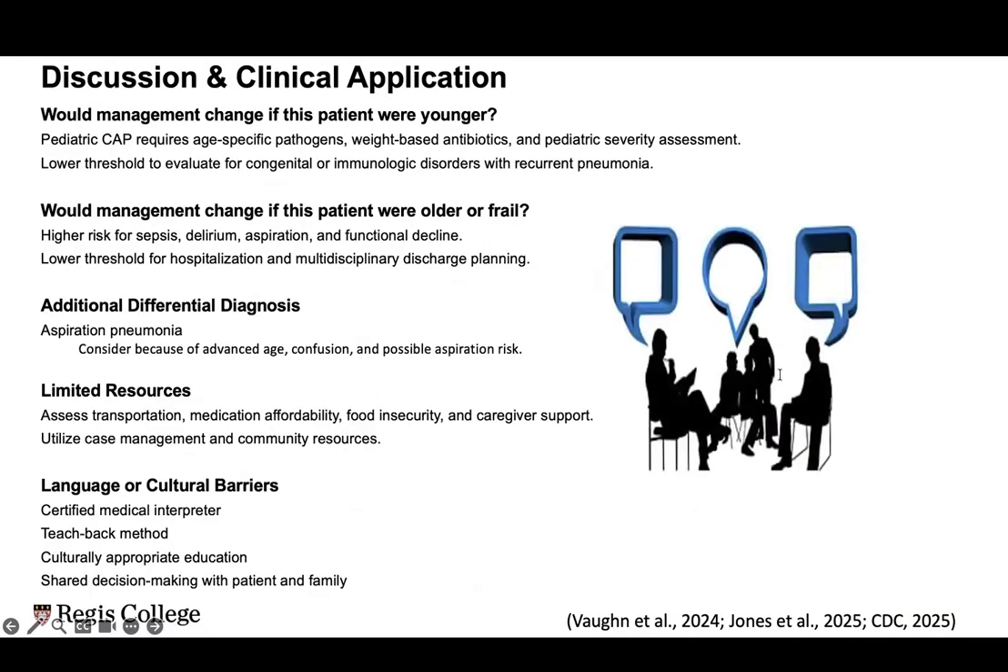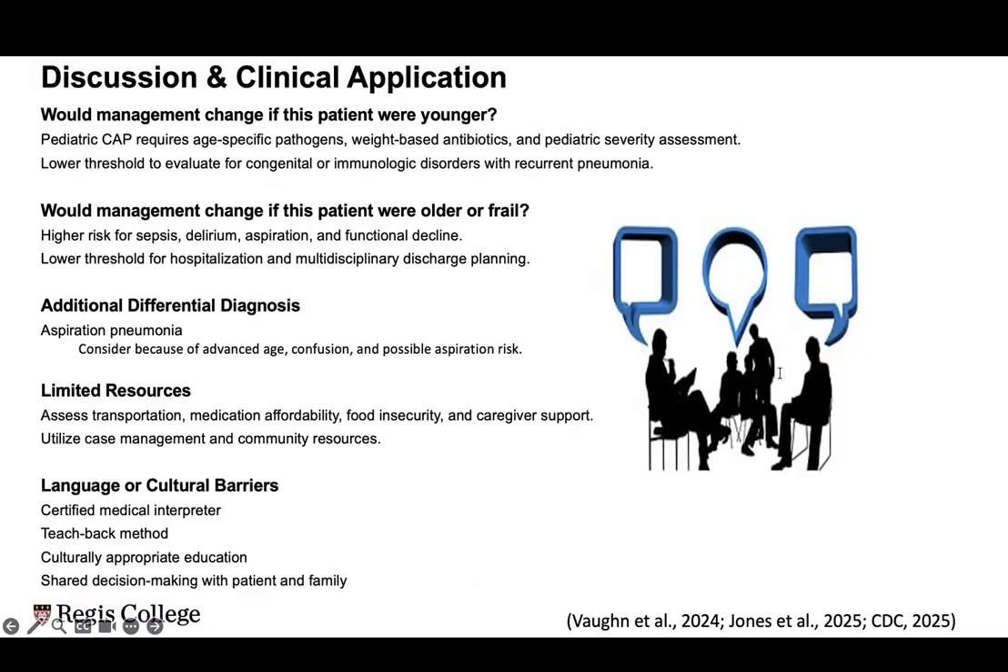One of the strengths of family medicine is adapting evidence-based care to each patient's individual circumstance. If the patient were pediatric, management would change considerably. The microbiology of community-acquired pneumonia differs significantly in children, requiring age-specific antibiotic selection and weight-based dosing. Additionally, recurring pneumonia in a child would prompt evaluation for congenital airway abnormalities or immunodeficiency.